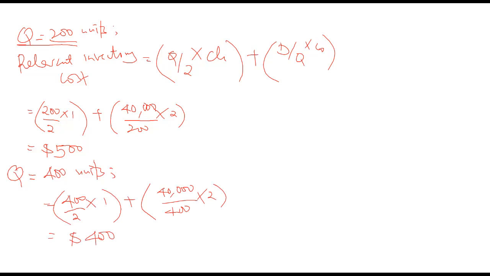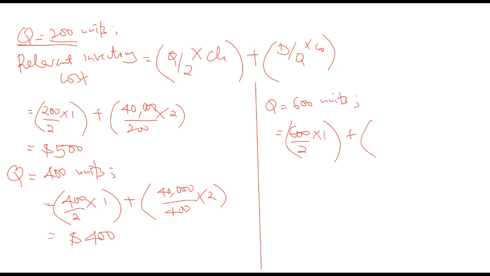The next alternative for this company is to reorder at a Q of 600. The cost will then be equal to 600 divided by 2 to get the average inventory, times 1, plus the number of orders per year, 40,000 divided by Q of 600, times the cost per order, which is $2. And we get $433.33.